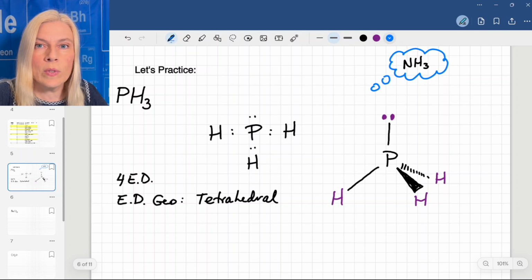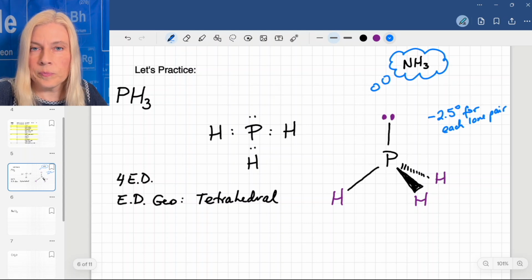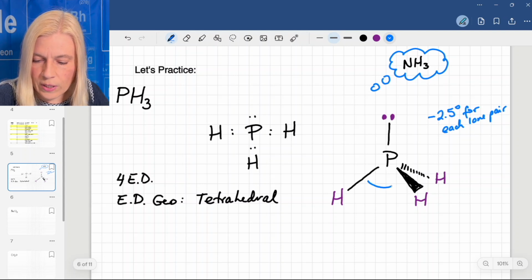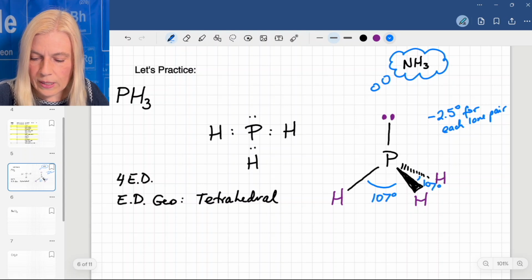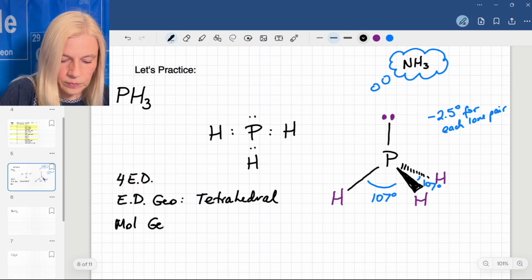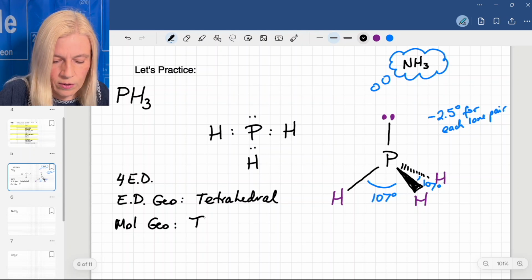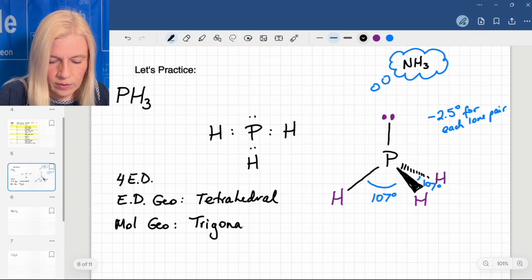And then let's think of the bond angles. Well, tetrahedral is 109.5, but for tetrahedral we subtract 2.5 degrees for each lone pair. So 109.5 minus 2.5, the angle between these will be 107 degrees. And this is also 107 degrees. And so now let's write my molecular geometry. It's going to look like a three-sided pyramid. So trigonal pyramidal.